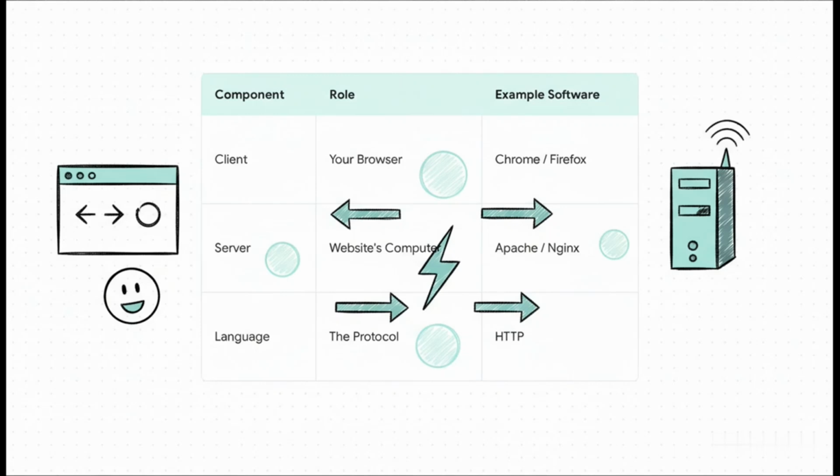So for the web, here's the breakdown. On one side, you have the client. That's your web browser. Could be Chrome, Firefox, whatever. On the other side, you have the server. That's the computer where the website you're visiting lives. And the universal language they both agree to speak is HTTP. That stands for Hypertext Transfer Protocol. Your browser uses HTTP to ask the server for a web page, and the server uses HTTP to send it right back. It's that simple agreement that makes the entire web go round.